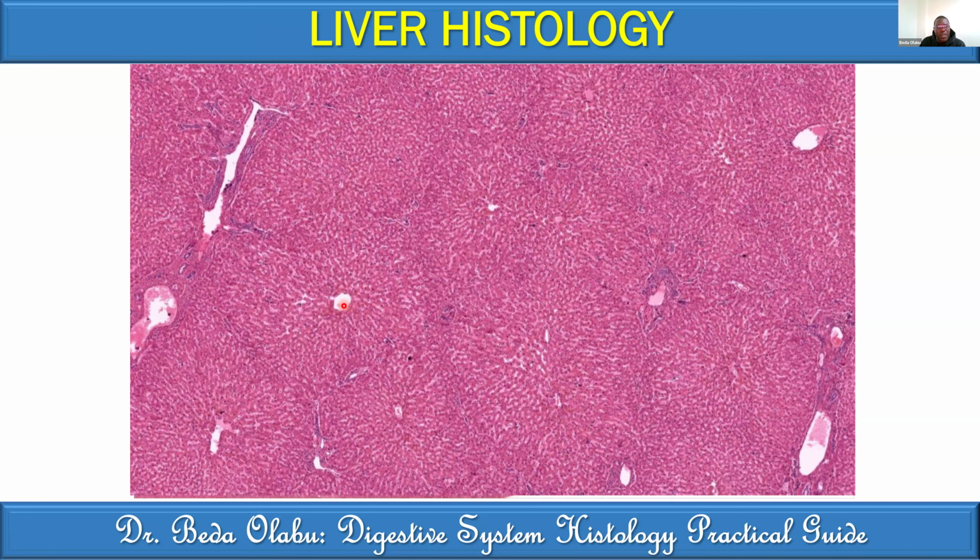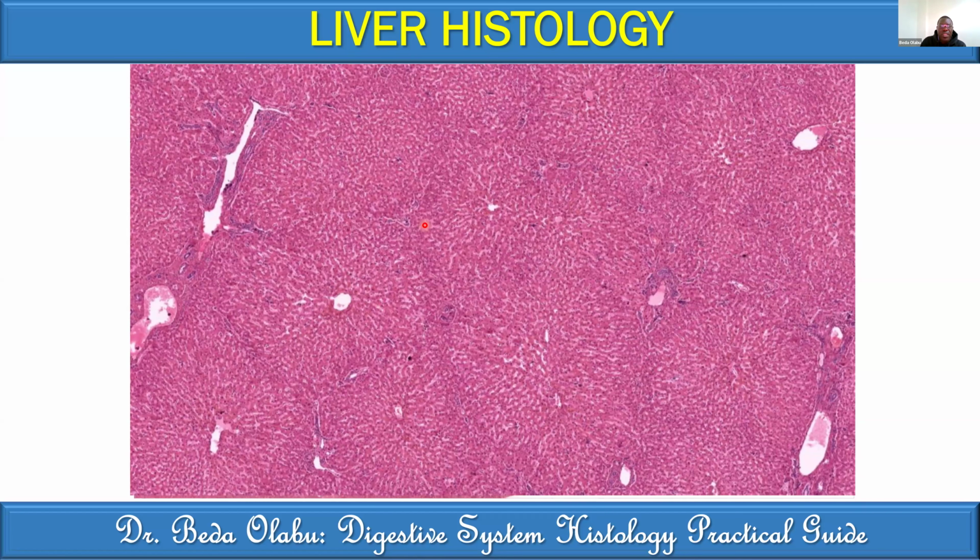At the center of the lobule, we have a vein. We call that the central vein. This is a vein that drains blood from the lobule and eventually joins to form hepatic veins, which take blood to the inferior vena cava.